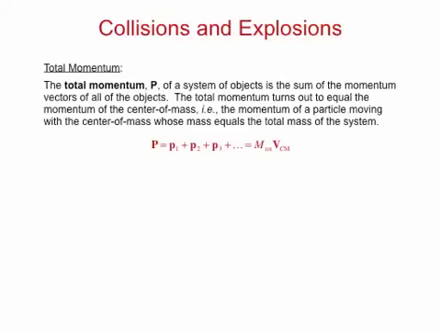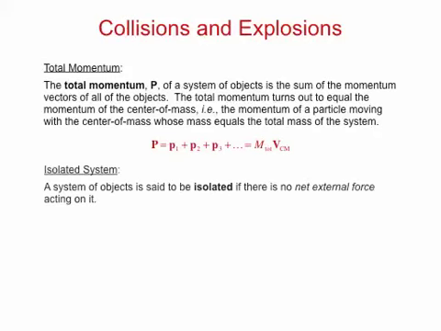For a system of objects, the total momentum, capital P, is the sum of the momentum vectors of all of the objects. This is a vector sum. It turns out that the total momentum equals the momentum of the center of mass. In other words, if one imagines all the mass in the system concentrated as a single particle moving with the center of mass, then the momentum of that particle would be capital P. A system of objects is said to be isolated if there is no net force acting on it.